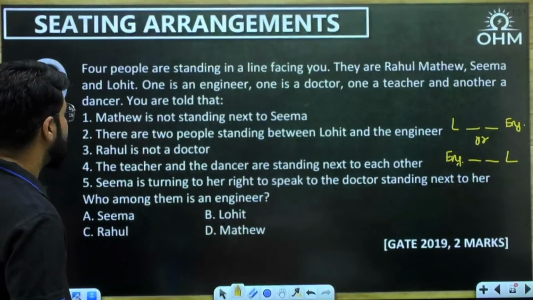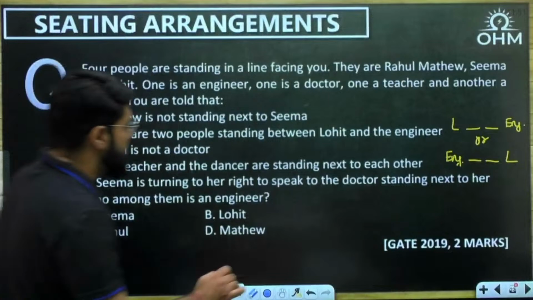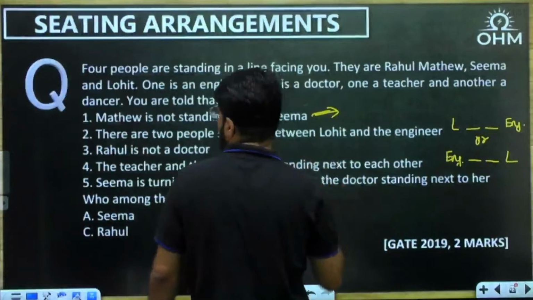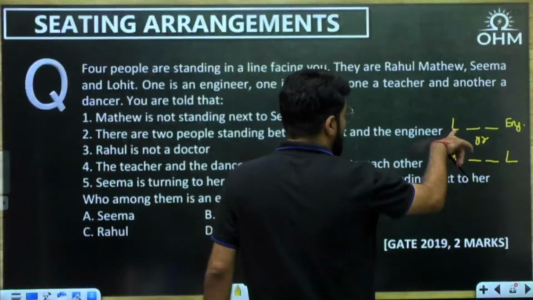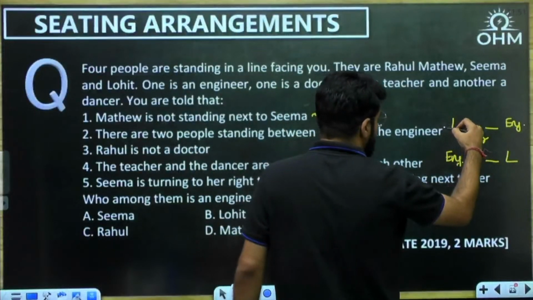Matthew is not standing next to Seema. Acha, this also gives me some hint. The first statement is giving me some hint: Matthew is not next to Seema. Okay, so they are at the corner. Corner is already occupied by Lohit. If I assume this first case, na?